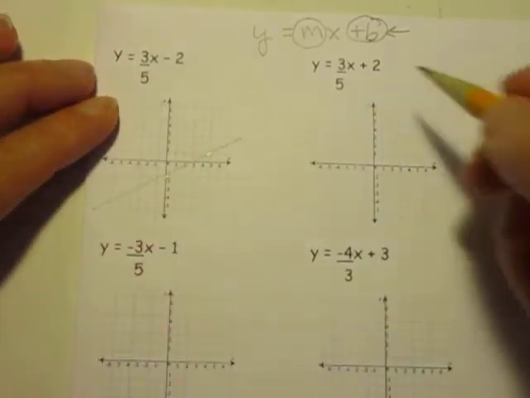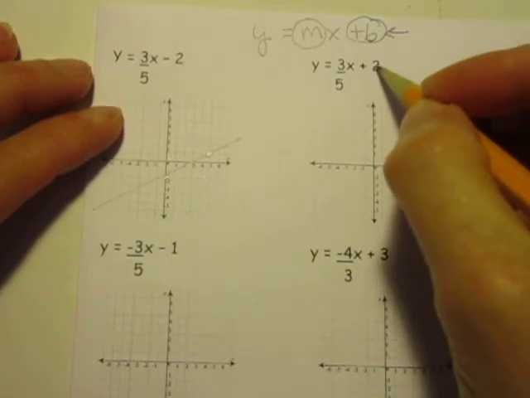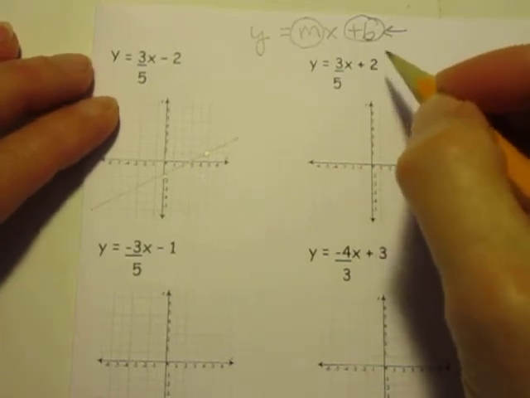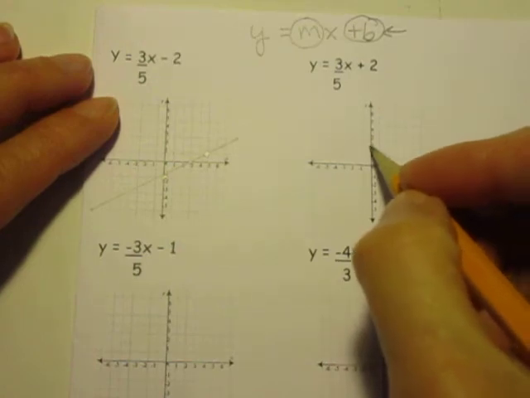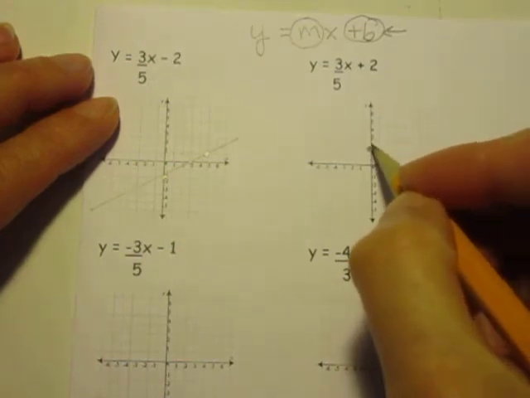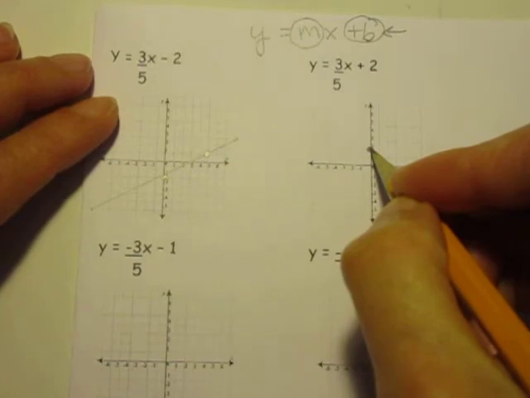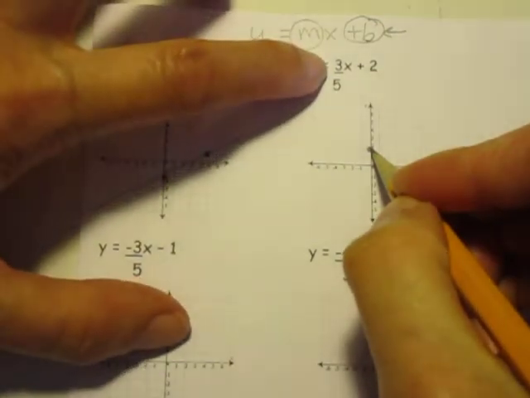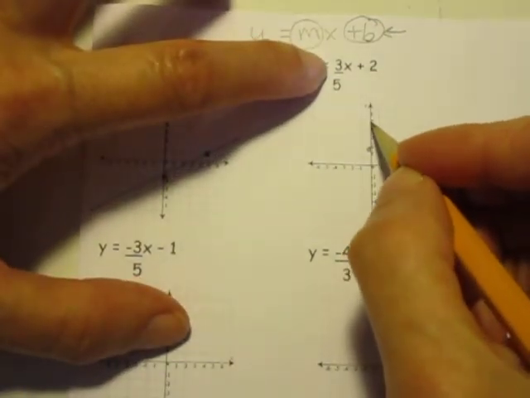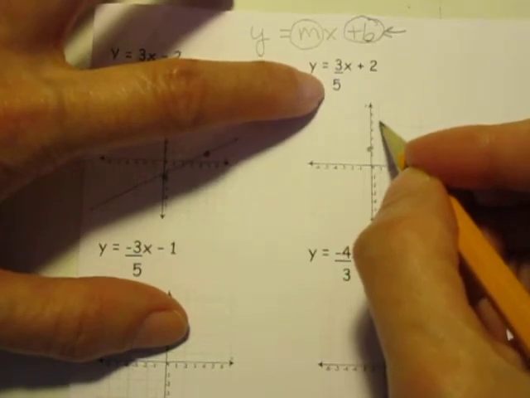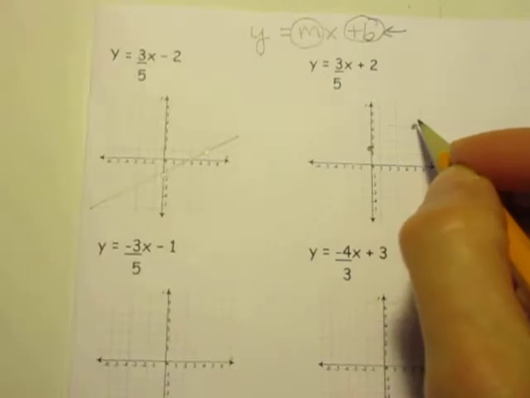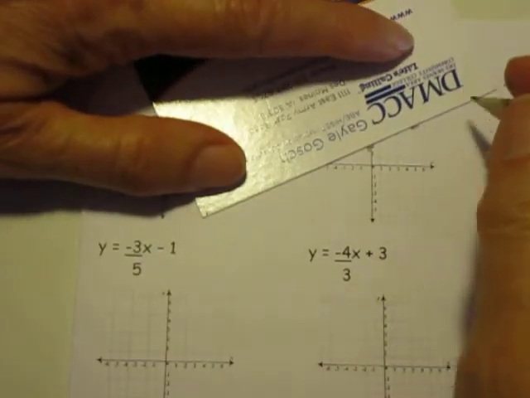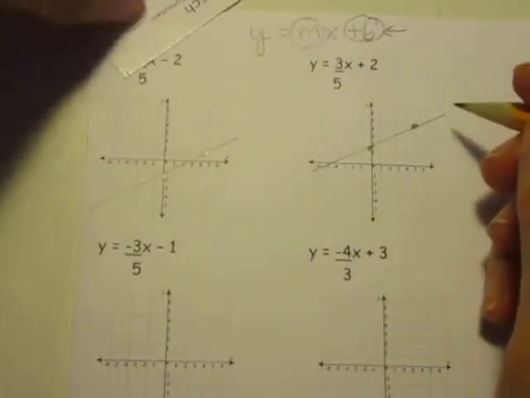Okay, same thing with this problem here, except this one crosses the y-axis at 2. So again, from my origin, I'm going to count up 2. That's where it crosses the y-axis, at 2. And again, I'm going to count my slope, which is up 3 and over 5. 1, 2, 3, and over 5. 1, 2, 3, 4, 5. And then use any kind of straight edge to draw your line.